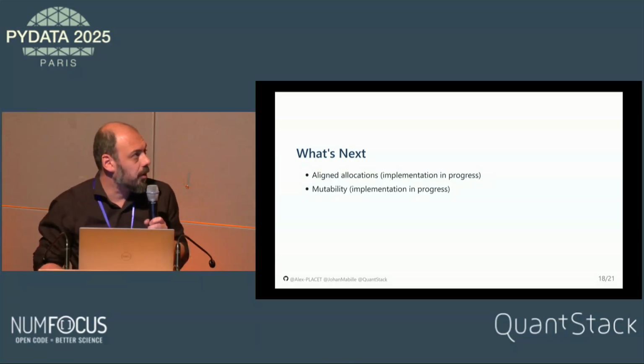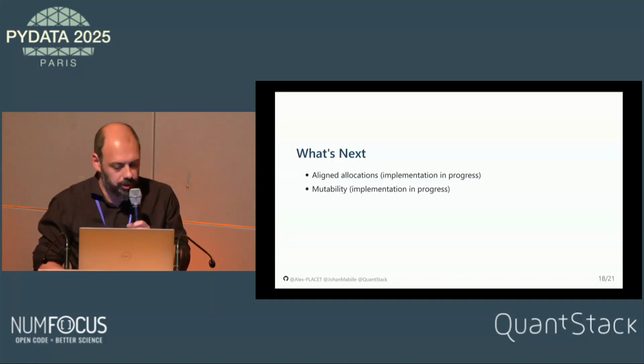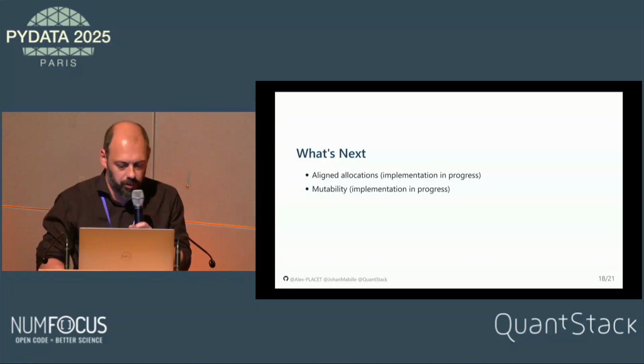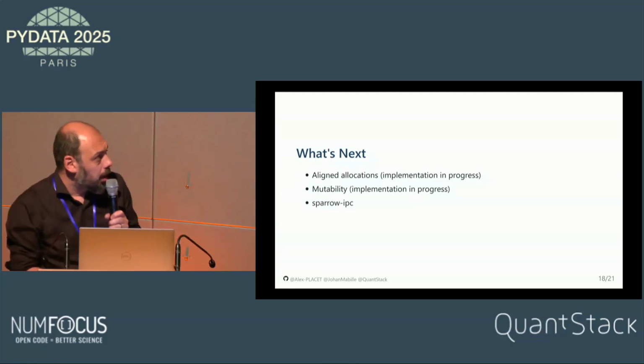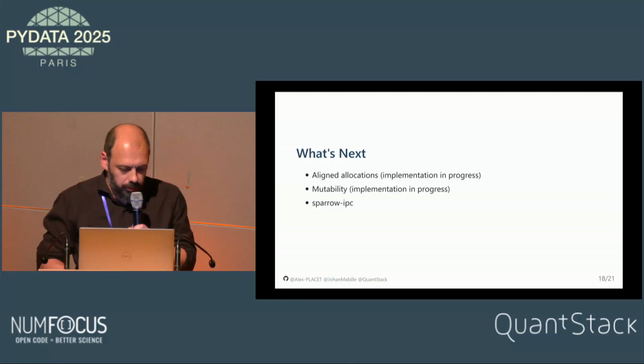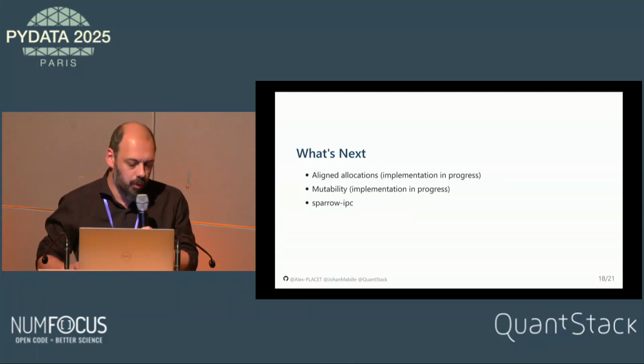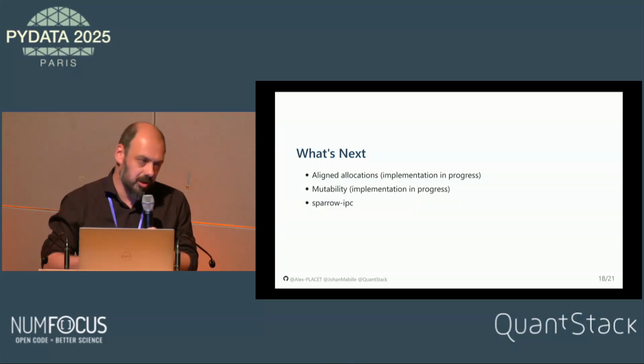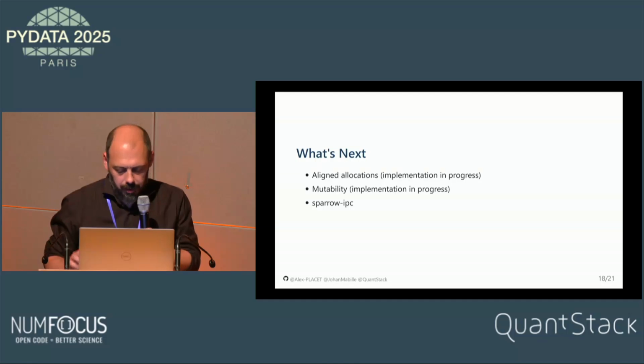Mutability is not totally done. It works for non-nested layouts, but we have to do it for structs, lists, etc. Another thing that will come is Sparrow IPC. It's another package. It will not be in Sparrow core, because we want to follow the Unix philosophy: small packages doing just one thing. This one is under development.